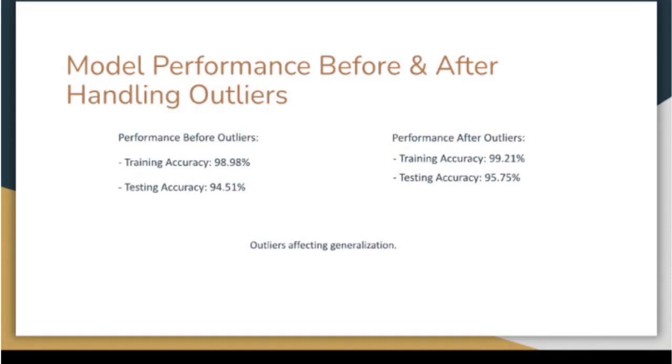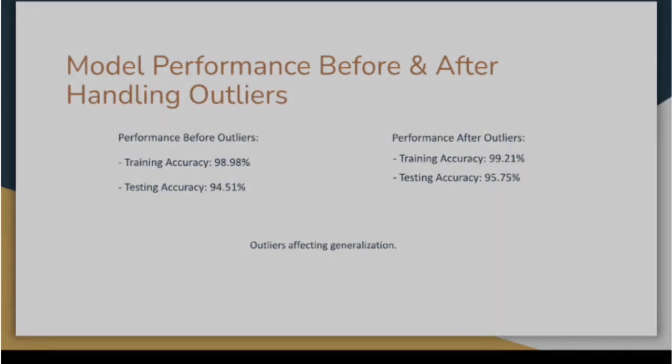Now let's look at the performance of our KNN both before and after handling outliers. Before handling outliers, the training accuracy is 98.98% and the testing accuracy is 94.51%. While the model performed well on training data, the testing accuracy was slightly lower, indicating potential overfitting.